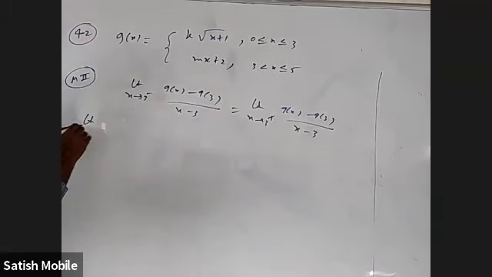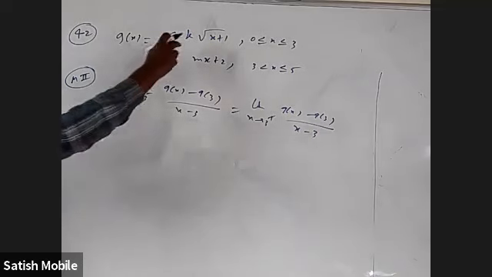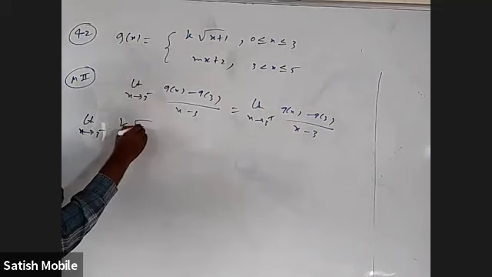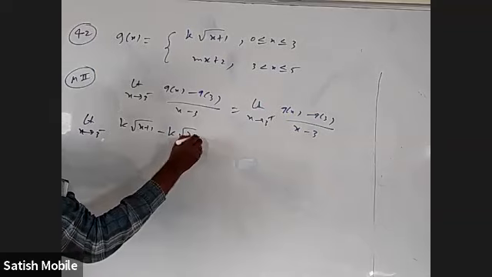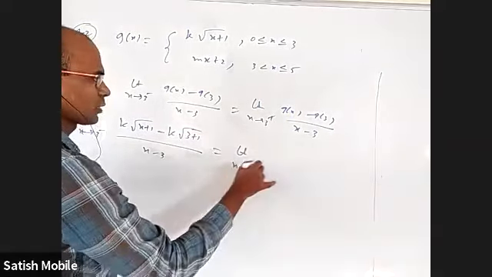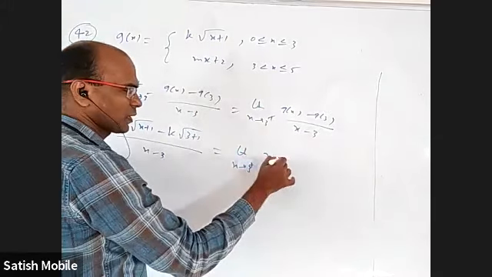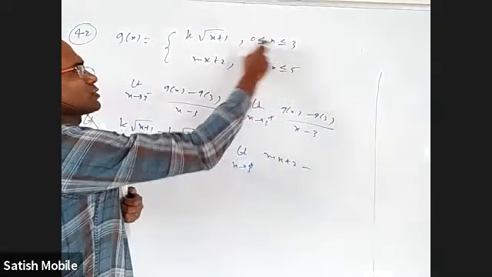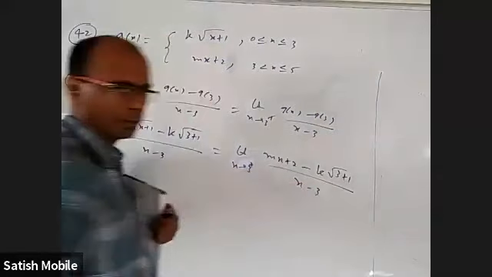Okay. Limit x tends to 3 minus, just before 3, the function is this, so k root x plus 1. At 3 also the function is this, which is k root 3 plus 1 by x minus 3. Limit x tends to 3 plus g of x, now for 3 plus, I have to use this mx plus 2. But g of 3 I have to use this only, which is k root 3 plus 1 by x minus 3.